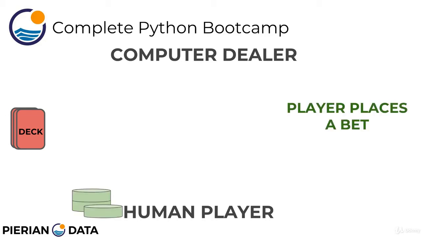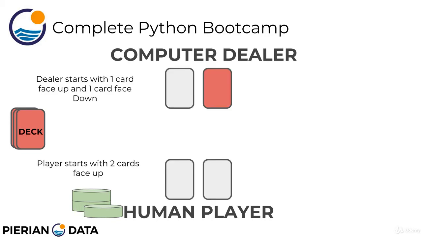Then what happens is the human player, they have a bankroll, so you can hopefully already start thinking that they're going to have an attribute for their bankroll, just like we discussed when we talked about creating a bank account for our previous object-oriented programming challenge. And from that bankroll, the human player is going to place a bet, indicating whether or not they think they're going to win this set of hands. Then what happens is the player starts with 2 cards face up, and the dealer starts with 1 card face up and 1 card face down.